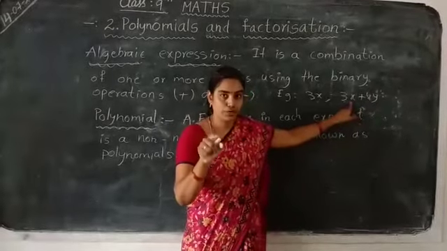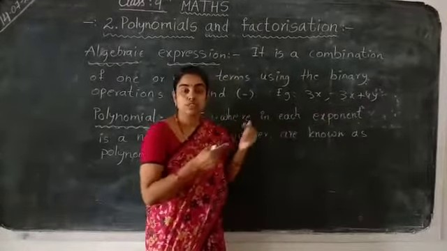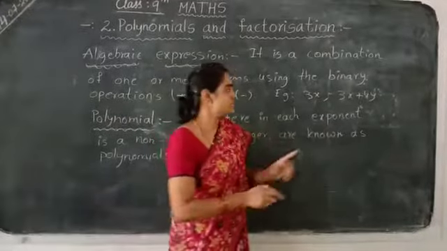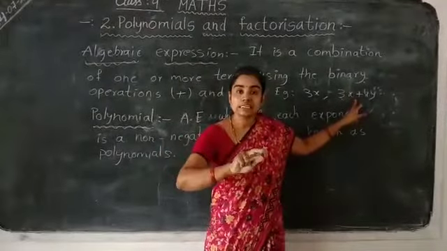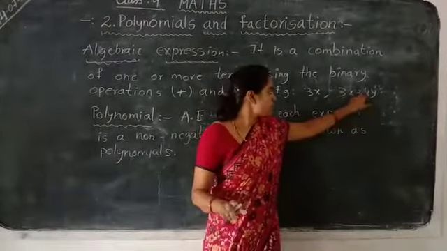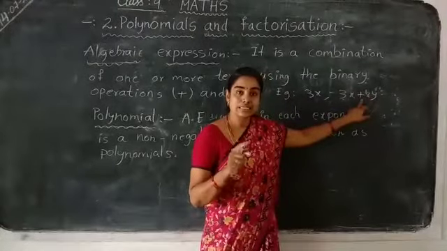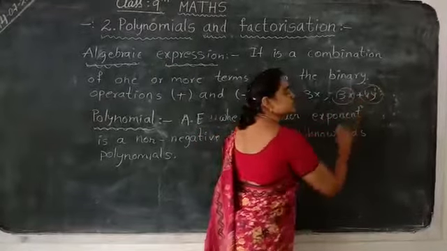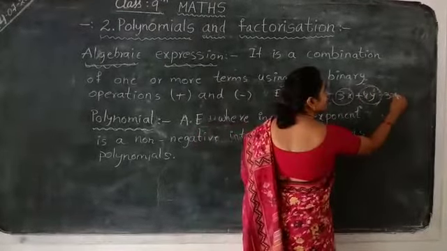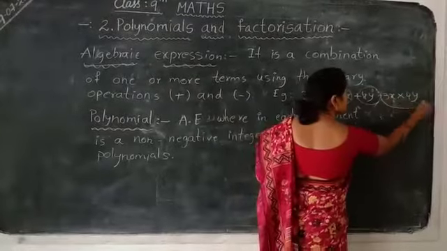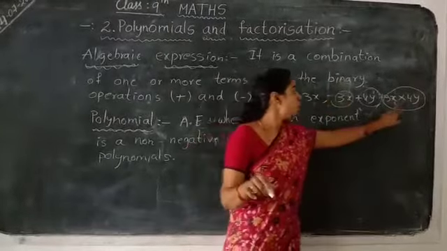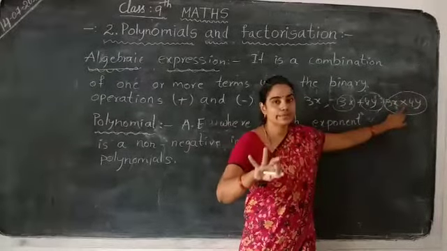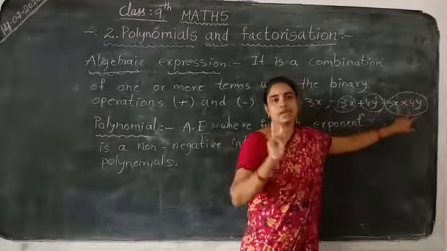Here you have to remember that in expressions only plus and minus divide the terms. That means multiplication and division do not divide terms. Here what is the symbol? Plus. So it divides this algebraic expression into two terms: this is one term and this is the second term. Here I am writing 3x into 4y. It is only one term, because the symbol between them is multiplication, and multiplication does not divide the number of terms. So it is totally one term only.